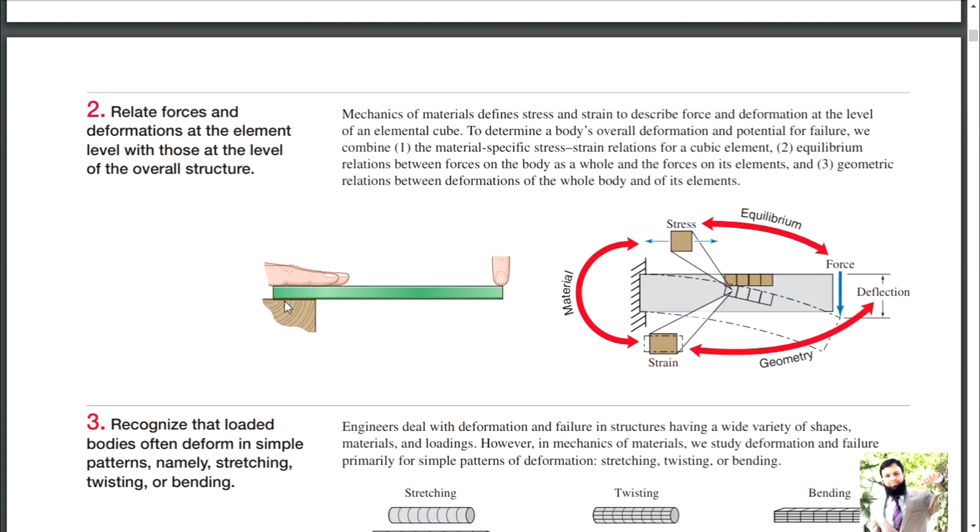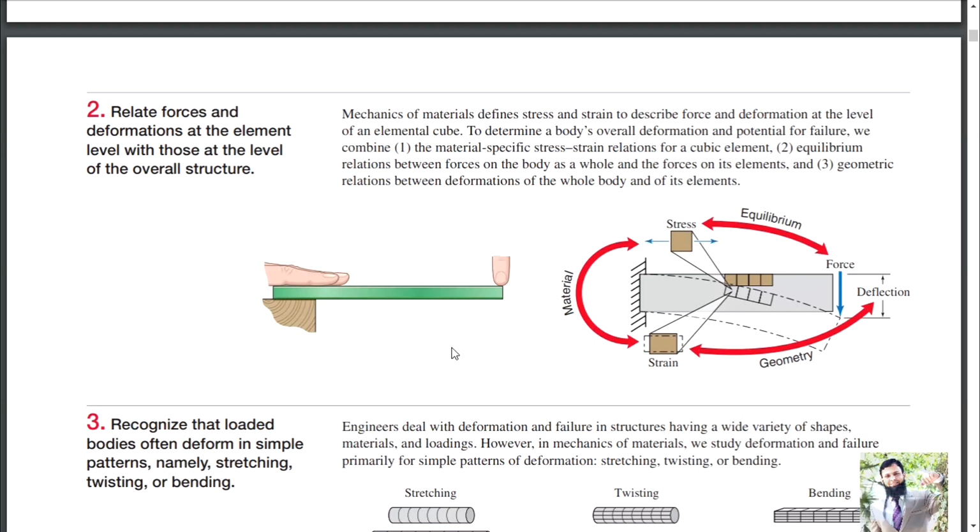Just assume that you have placed a ruler on a table and you have a fixed support over here, and you just apply a force and it will deflect. Deflection. I am using the word deflection, not deformation.